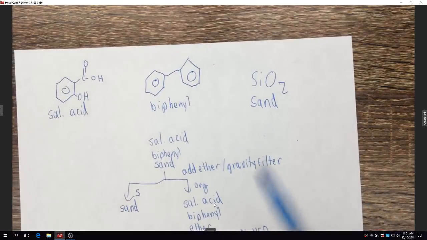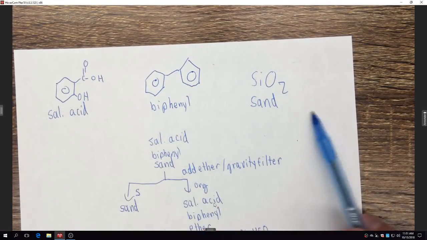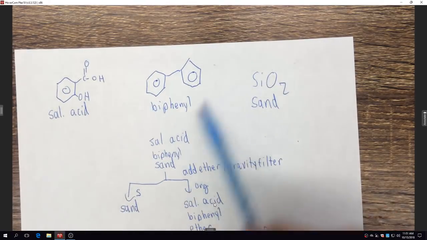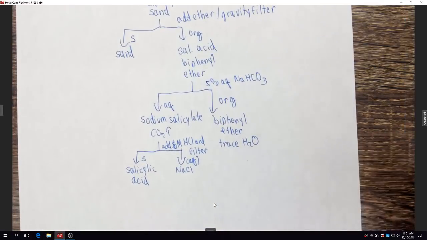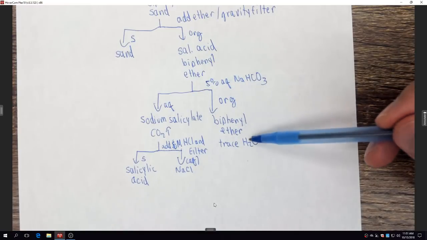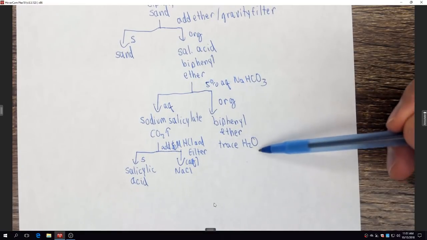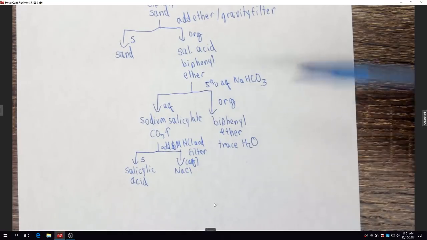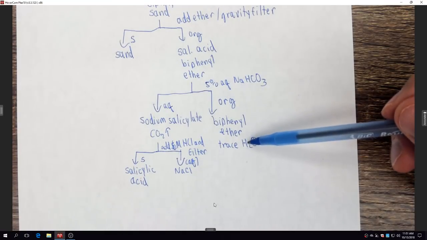So back to our original goal, it's to separate all 3 of these things as a solid. Well, we got this one and we got this one. Now we have to get this one. So right now, we have the biphenyl dissolved in ether with trace water. We need to get rid of the water, and then after we get rid of the water, what do we do?